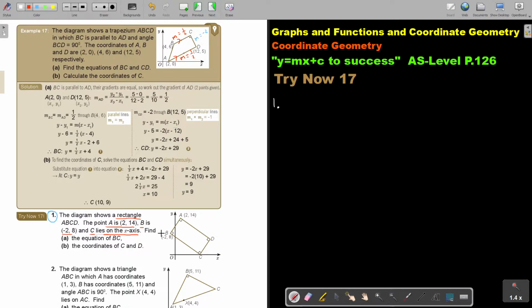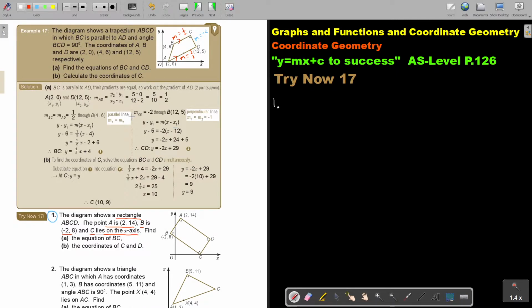Now, first look at BC. The problem is I don't have 2 points. I also don't have the gradient and 1 point. But I have 2 points here. Do you see? I know it's perpendicular. So if I find the gradient between A and B, I can just take the perpendicular and I can find the gradient of this one. And I have a point, and then I can basically follow that method.